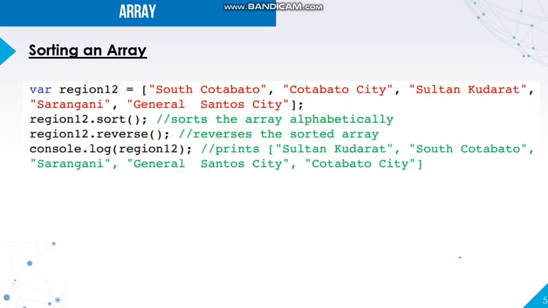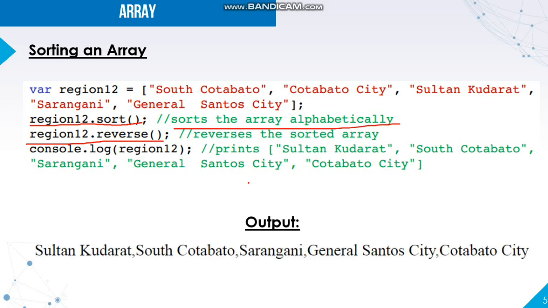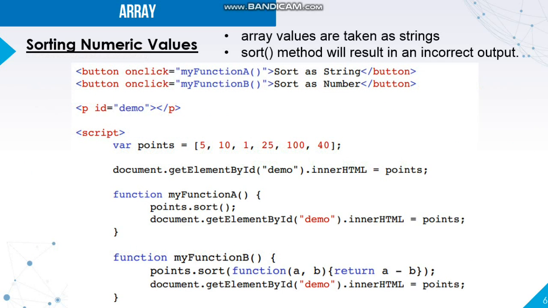Now, if we want to reverse it, we can also use the .reverse method. But the first thing that you need to do is to sort it alphabetically first in order for you to reverse it. Now, same scenario, we have region 12 .sort, which will be arranged alphabetically. Then we have region 12 .reverse to reverse it. Now, if we're going to print it out, the result will be Sultan Kudarat, South Cotabato, Sarangani, General Santos City, and Cotabato. Now, the sort method can also be implemented on numeric values.